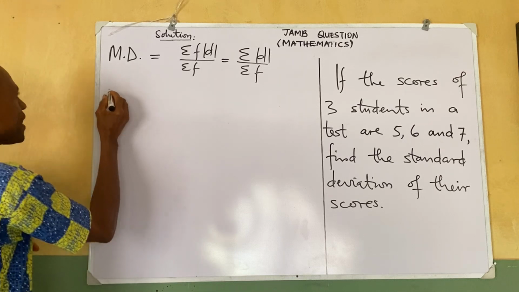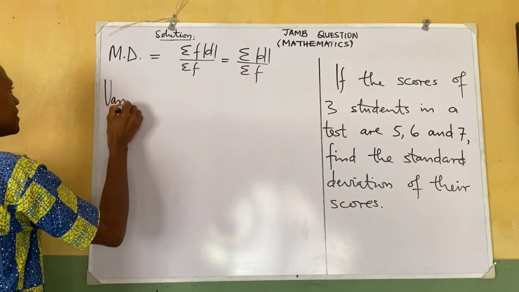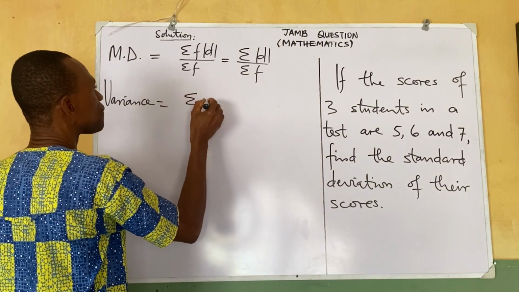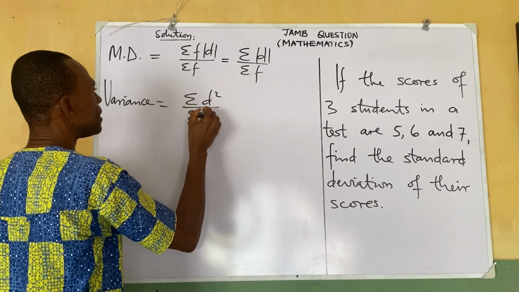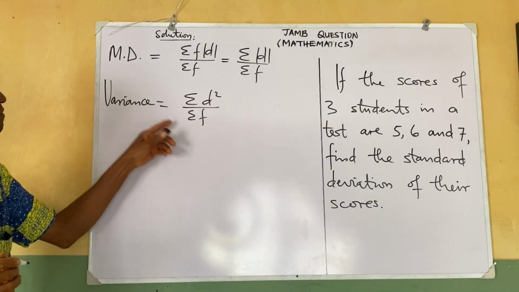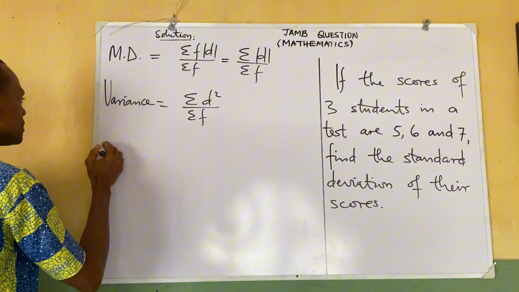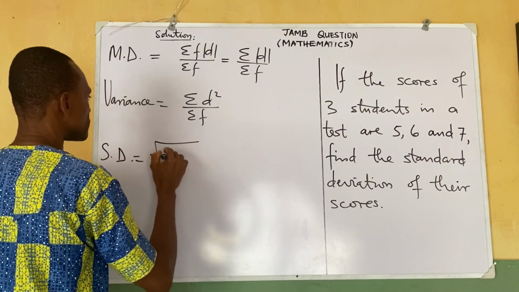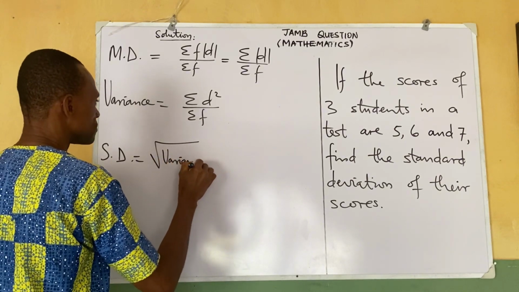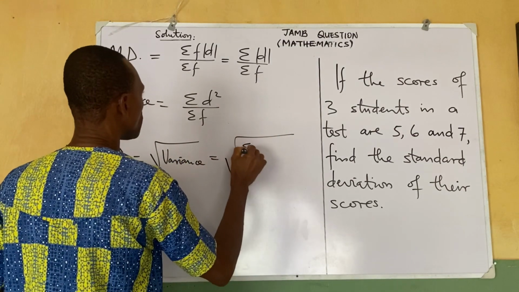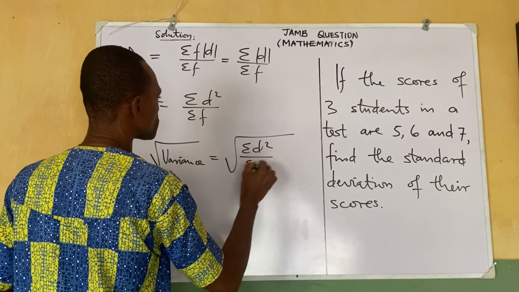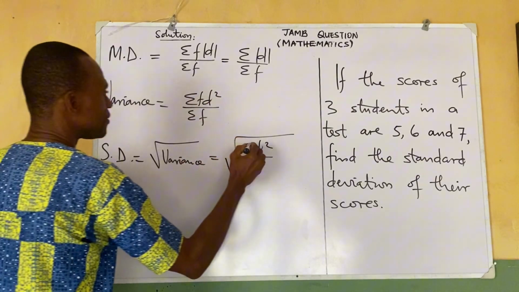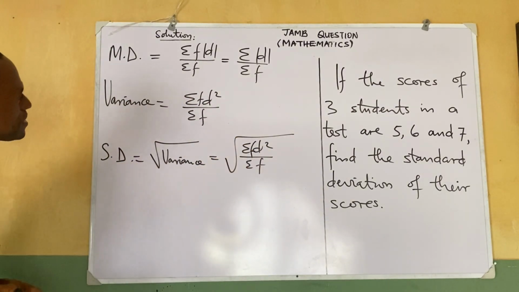Then from here we go to variance. Variance equals the sum of D squared all over the sum of f. If you get the square root of variance, you have standard deviation. So standard deviation equals the square root of variance, which is the square root of the sum of D squared all over the sum of f. So this is how they relate.